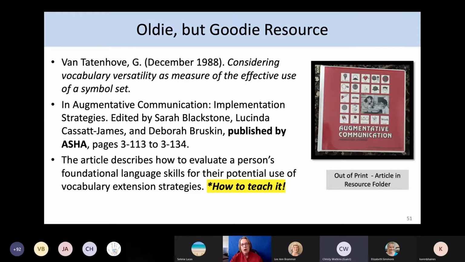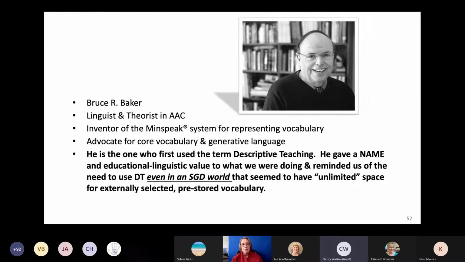I was privileged to be part of a project through the American Speech Language Hearing Association, where we looked at different implementation strategies to support students in classrooms. And I was asked to write an article on how to do these vocabulary extension strategies. Now, again, it's out of print, but I think there's some good bits in this yet, because I wrote about how you actually teach these various strategies. So I put that old article in your resource folder. Take a look at it if you think it could be valuable.